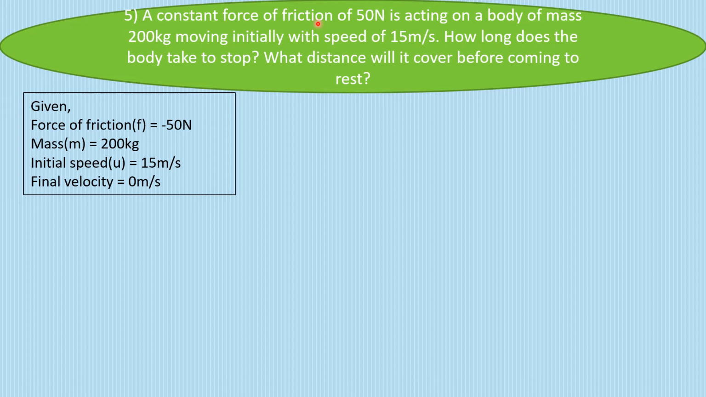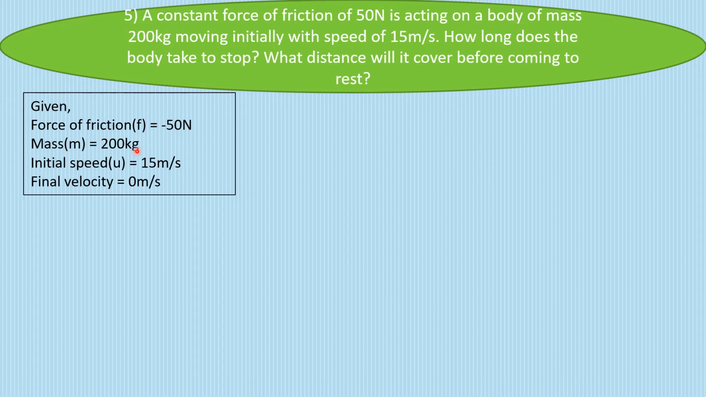Then we know that friction force always acts in the opposite direction. So since it acts in the opposite direction, we always consider friction force to be negative. So it's going to be minus 50 newtons, small f. So this is a basic concept: friction, represented by small f, is always going to be negative. So minus 50 Newton is acting on the body of mass 200 kg.